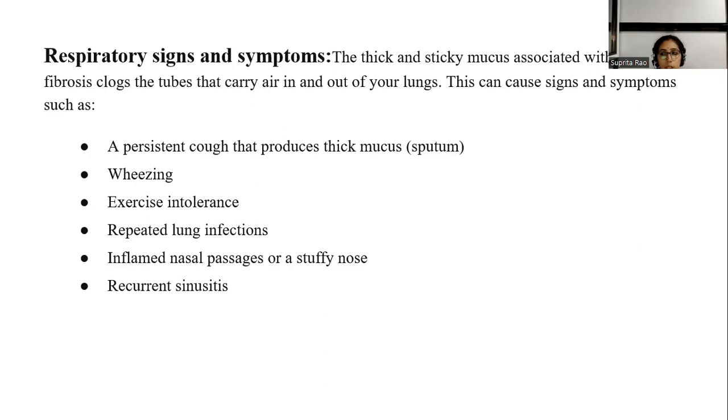So, difficulty in breathing, thereby the wheezing problem, that is, you make sounds when you're breathing, persistent cough that does not go, repetitive lung infections, inflamed nasal passage, puffy, stuffy nose, and recurrent sinus. So all these are repercussions of not having an effective chloride ion channel.